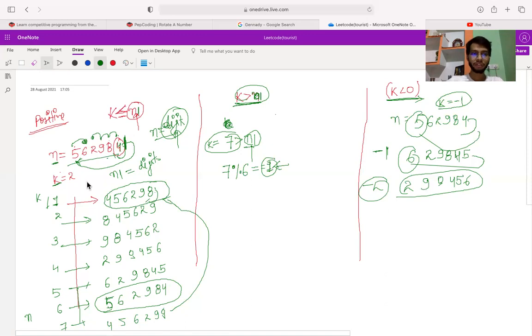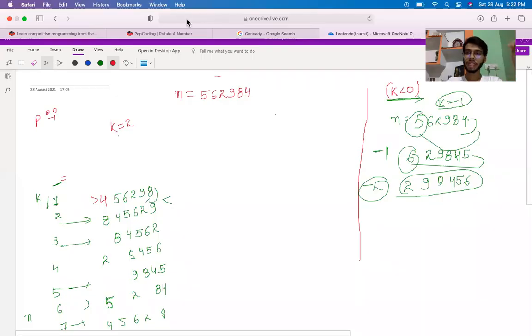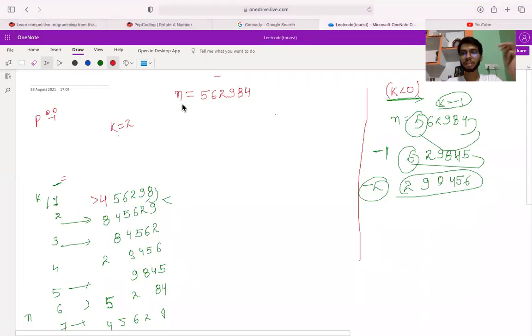Okay, so now we are going to discuss how we are going to implement this code, how we are going to think about the solution. So let's think of the solution. Here we are taking care of the condition where the value of k is positive and k is less than or equal to n. After solving this condition, we'll take care of the rest.